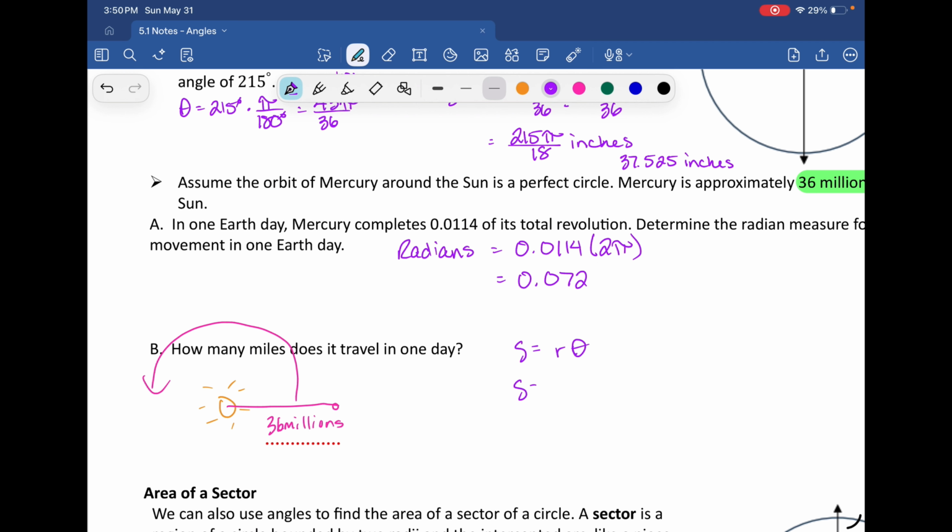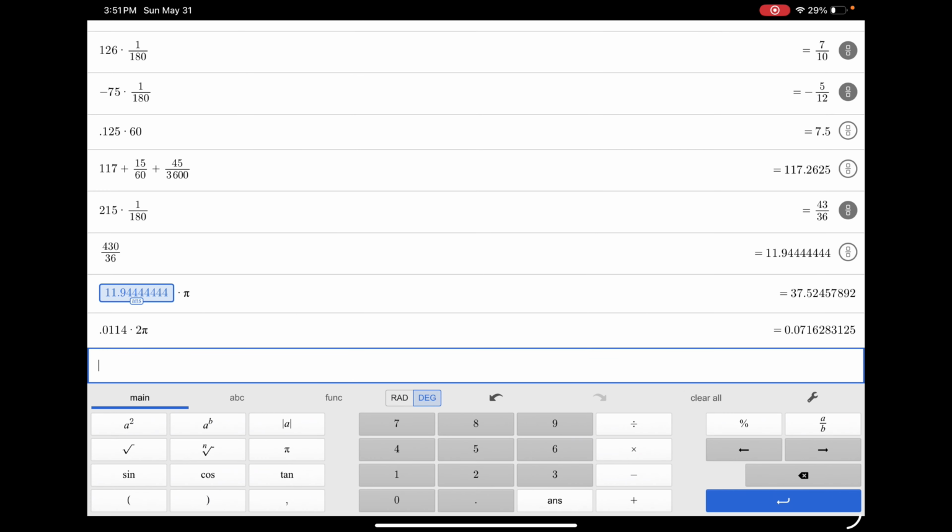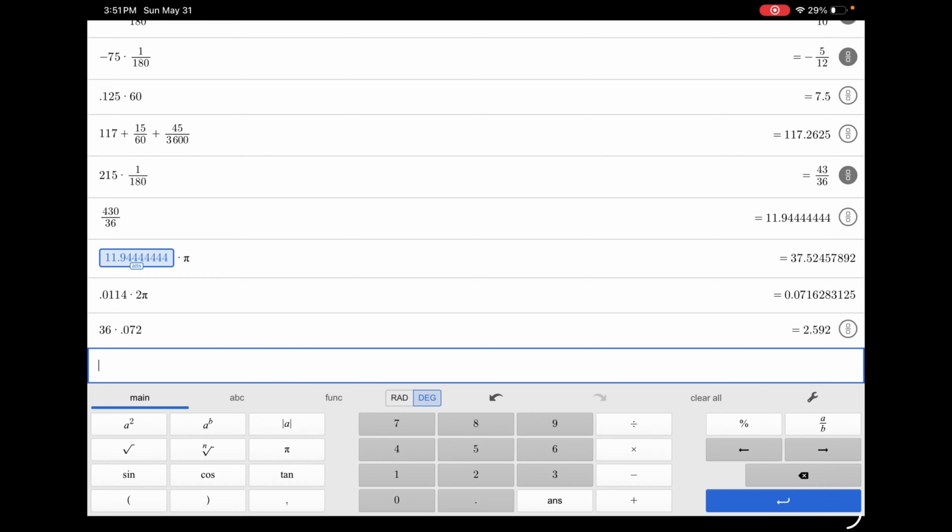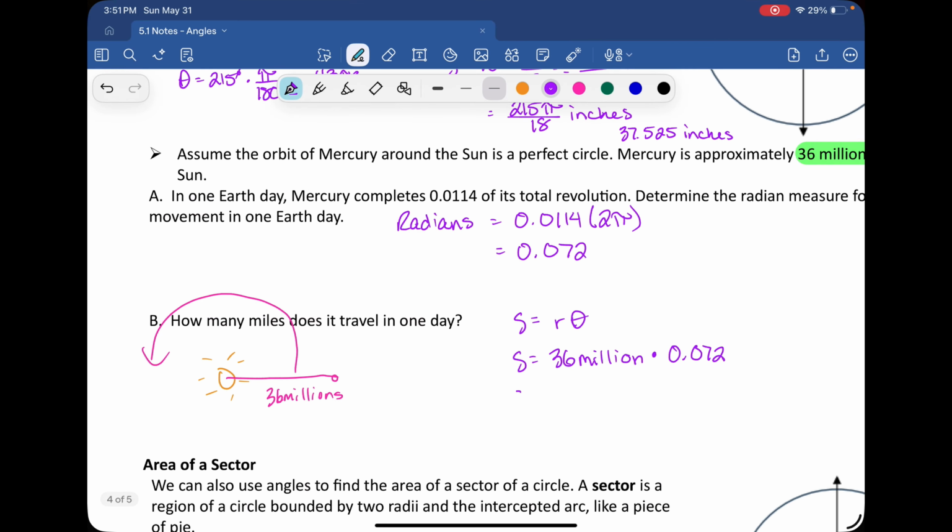So arc length, radius, 36 million miles. I'm just going to do 36 million. I don't feel like writing that many zeros. Times theta. Okay, so I'm going to do 36 times 0.072. That's 2.592 million miles.